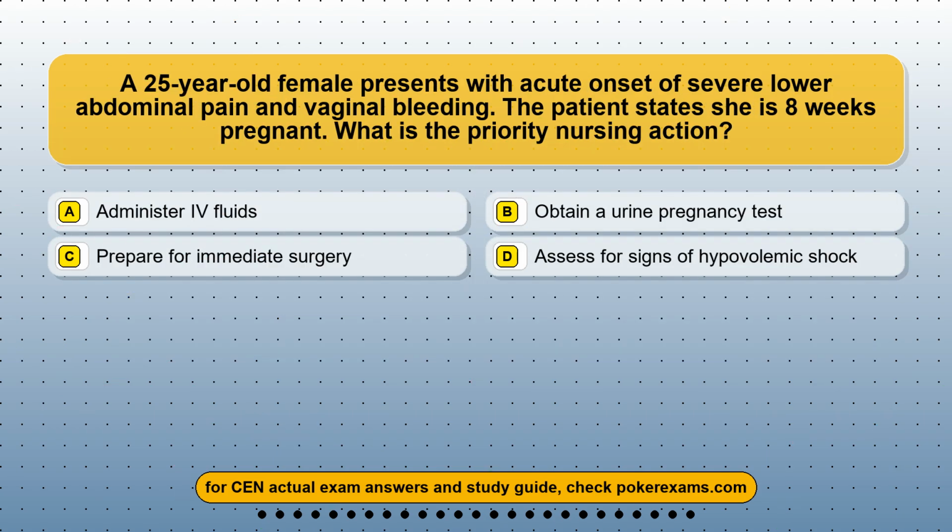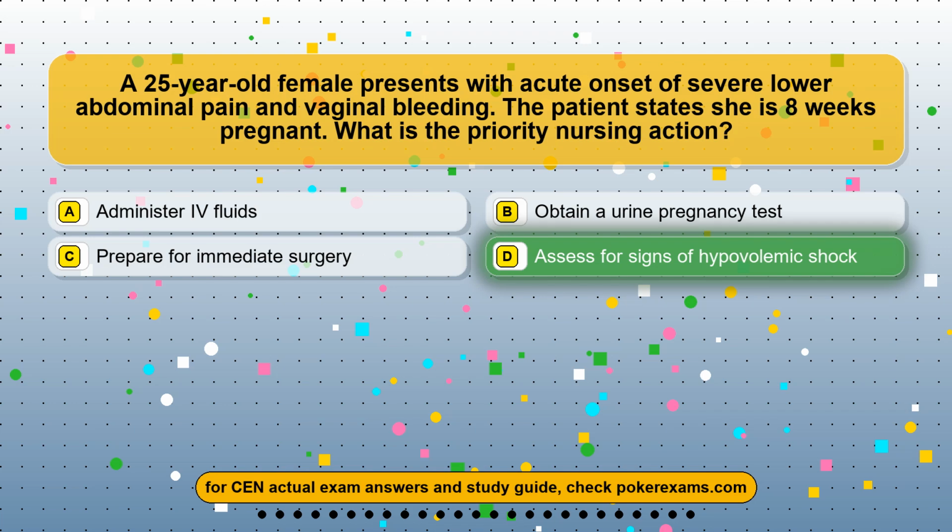Question 11. A 25-year-old female presents with acute onset of severe lower abdominal pain and vaginal bleeding. The patient states she is 8 weeks pregnant. What is the priority nursing action? Option A, administer IV fluids. Option B, obtain a urine pregnancy test. Option C, prepare for immediate surgery. Option D, assess for signs of hypovolemic shock.